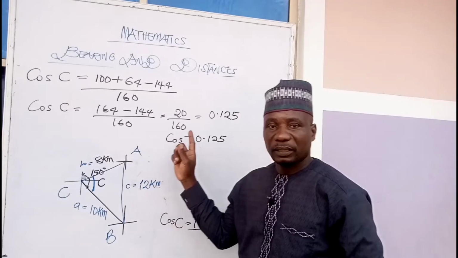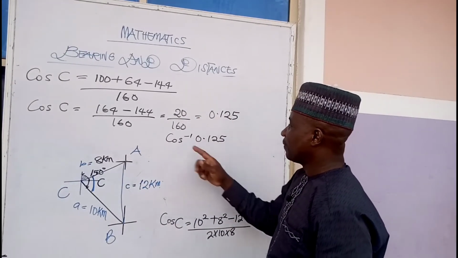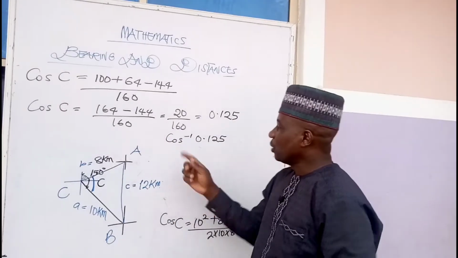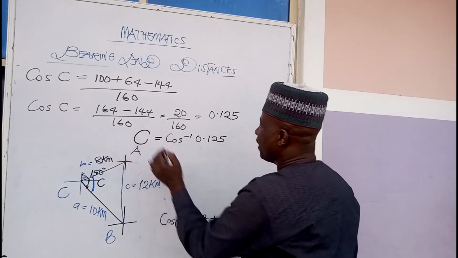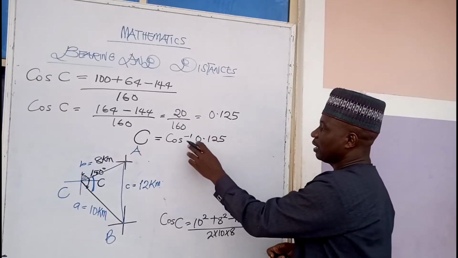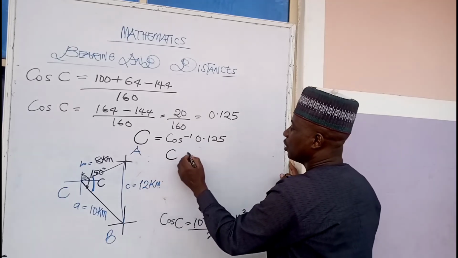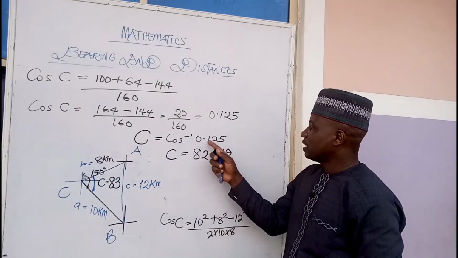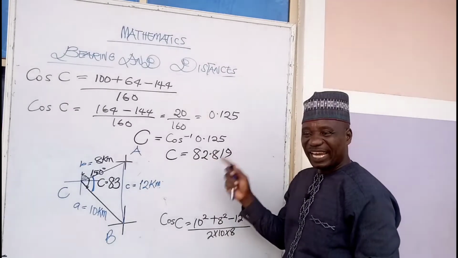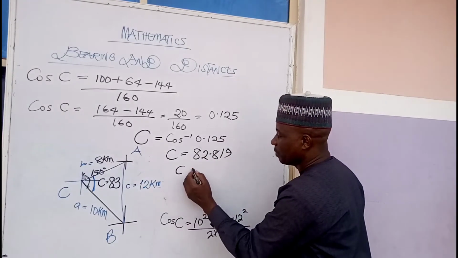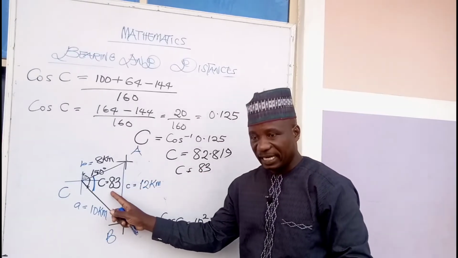And what is that? Yes, you can see 0.125. Then I'm looking for angle. Then you now say our C is what? That's a cos inverse. Cos inverse of 0.125. And this one C will give me the cos inverse of 0.125 is 82.819, and which is approximated to be what? That is 83. So it now means that this side is 83.